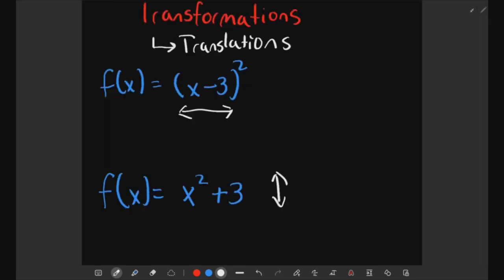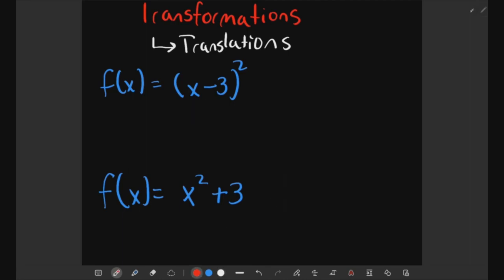So you're gonna look for the parentheses. If you see that there's a parenthesis and that number is directly affecting the x, like it's happening right in this one, it's gonna be a horizontal translation. While if you see that there's no parentheses and the number is not directly affecting the x, it's affecting the answer, the y, it's gonna be a vertical translation.